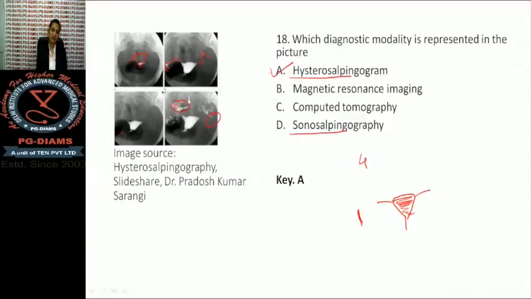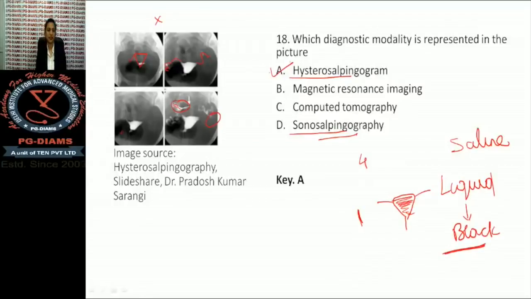Sonosalpingography is similar. Instead of X-ray, you use ultrasonography, and instead of a radio-opaque dye, you use saline. With the same procedure, I slowly inject fluid and at the same time do ultrasonography. The pictures obtained will be completely opposite. In ultrasonography, clear liquids appear black.